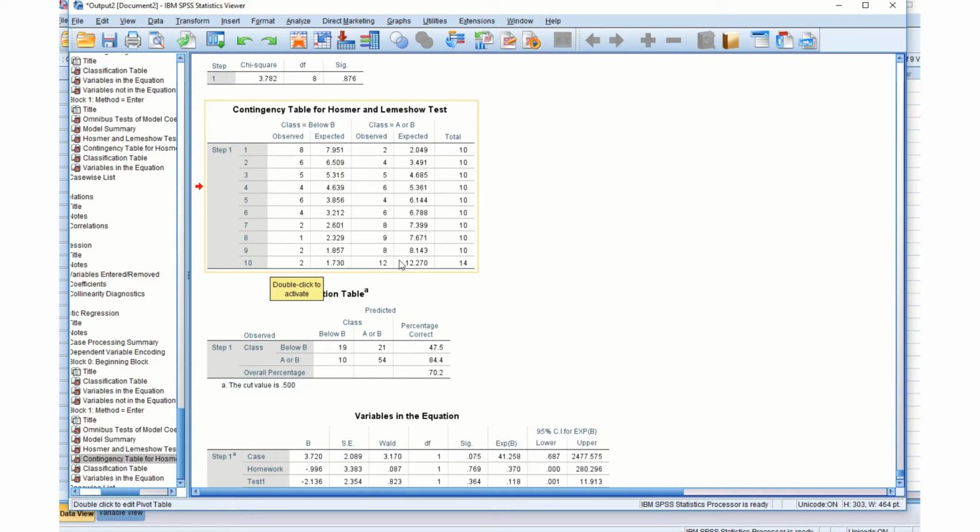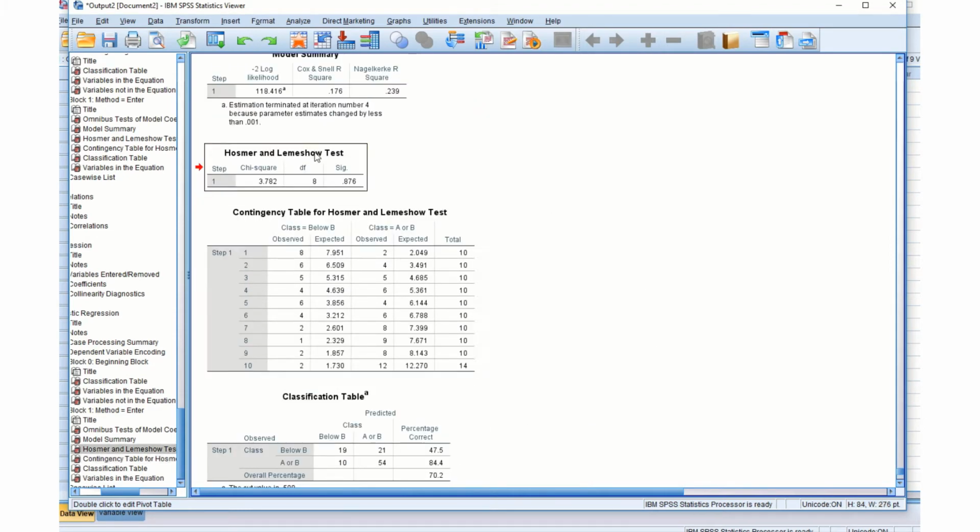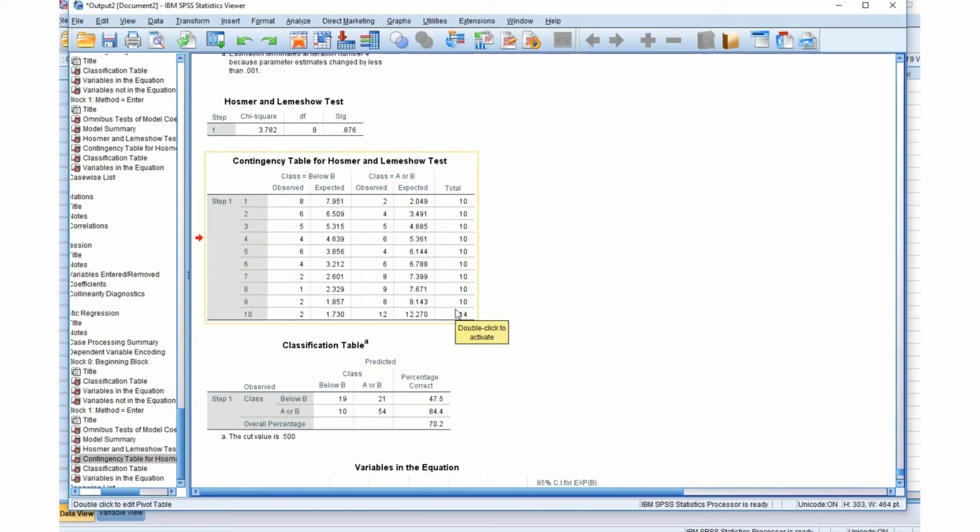These numbers, 12 and 12.27, are super close, and the 2 and 1.7 are super close, which means that the model is predicting reality fairly well in small groups, in small batches. So again, this is a result of the Hosmer-Lemeshow test, but it's kind of like a simulation, if you will. And as a researcher, it's just further evidence that the model's predicting what it should.